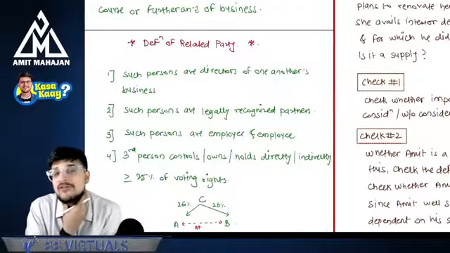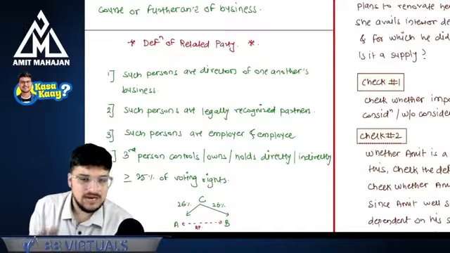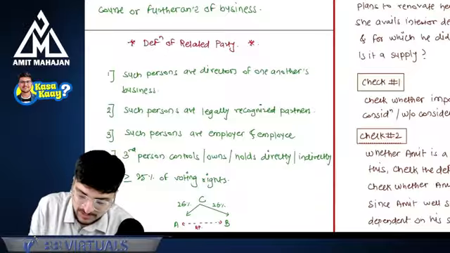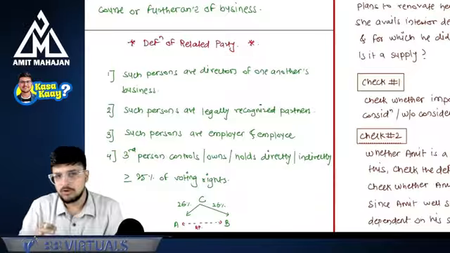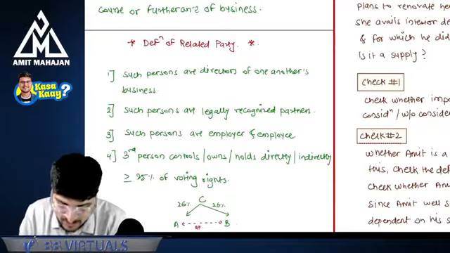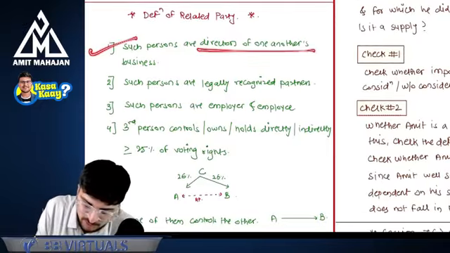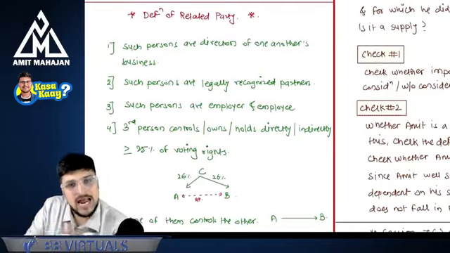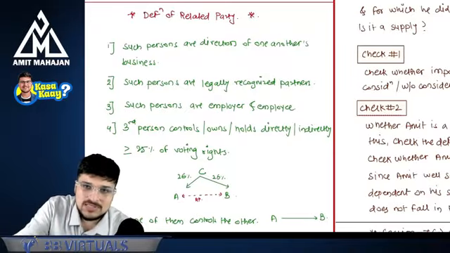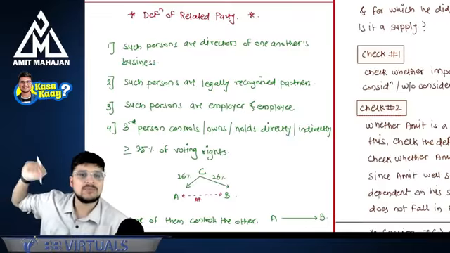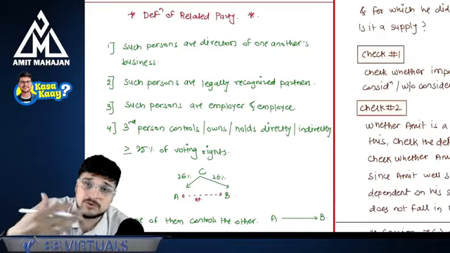Now, first we need to identify the definition of related party and distinct persons. First, I will explain what is a related party, and after some time, I will explain what is a distinct person. What is a related party? It is a one-time read. Such persons are directors of one another's business, which means I have a business, you have a business. I am a director of your business, and you are a director of my business. So we both are considered related parties to each other.